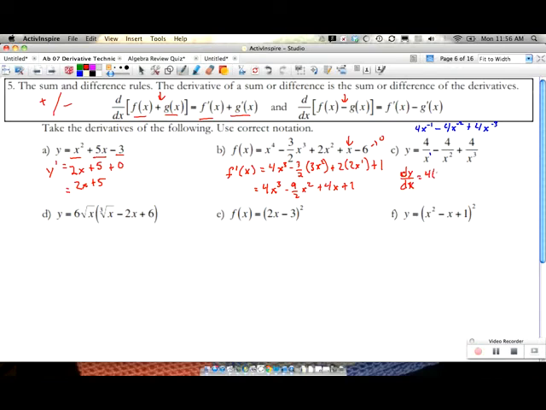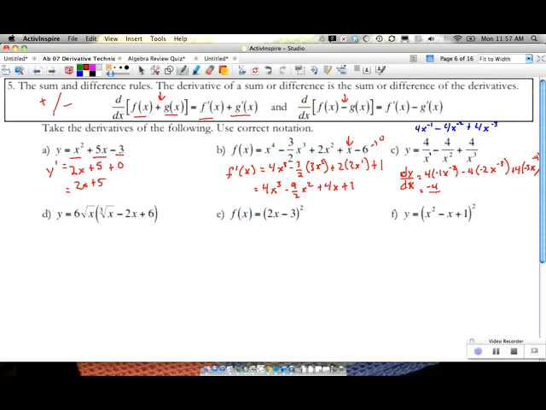The constant stays the same. Then we drop the power and subtract 1. For the next one, the constant stays the same. We drop the power and subtract 1. And then for the last one, the constant stays the same. Drop the power and subtract 1. 3x to the negative 4. Sorry, we're losing some space over there.